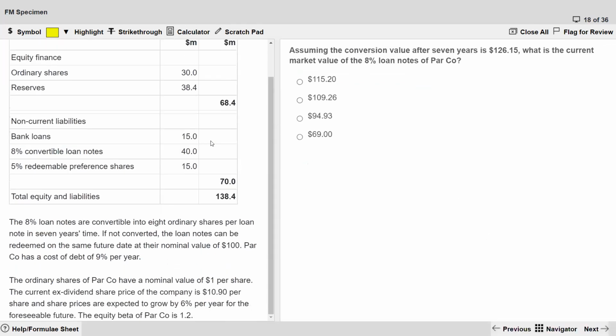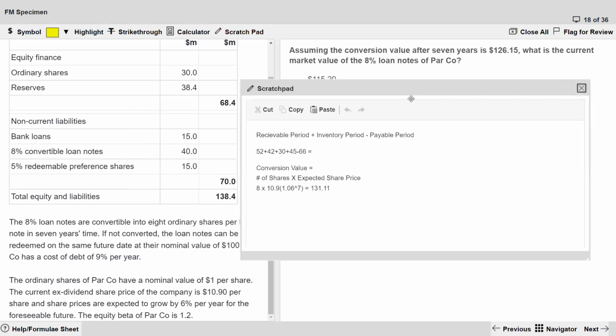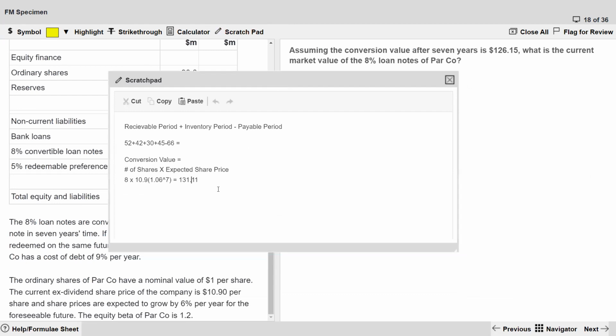Next it says, assuming conversion value after 7 years is 126.15, what is the current market value of the loan notes of Power company? So basically, what do you need to do? You need to calculate the present value of cash flows.